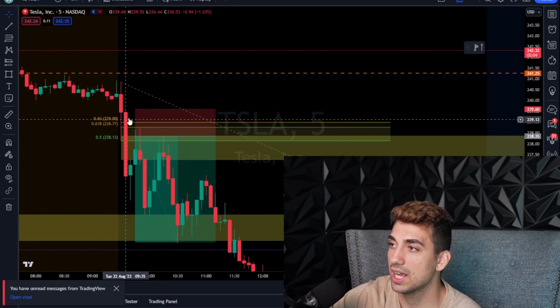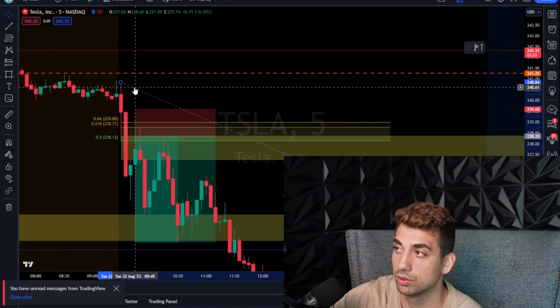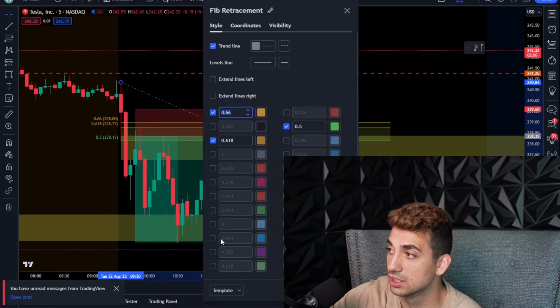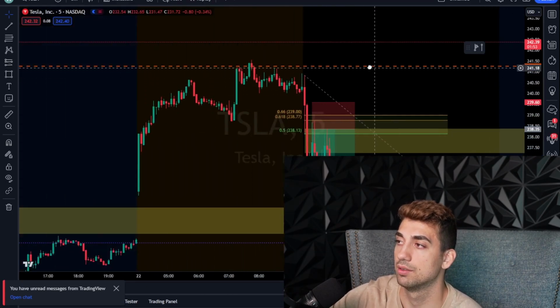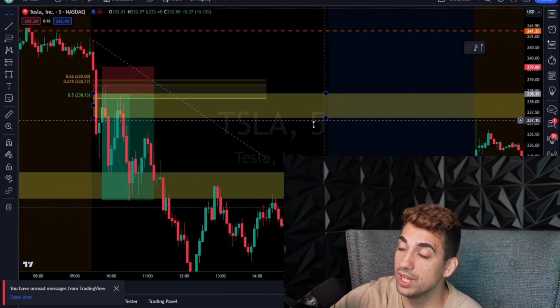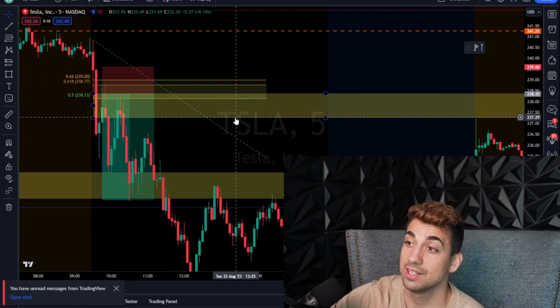Now, if you are wondering why your golden pocket looks like this and mine looks all crazy, go to settings, turn off everything, and just keep 0.66, 0.618, which is the golden pocket level, and then the 0.5 level. So now a combination of this together will give us a nice, safe trade with a good risk to reward.